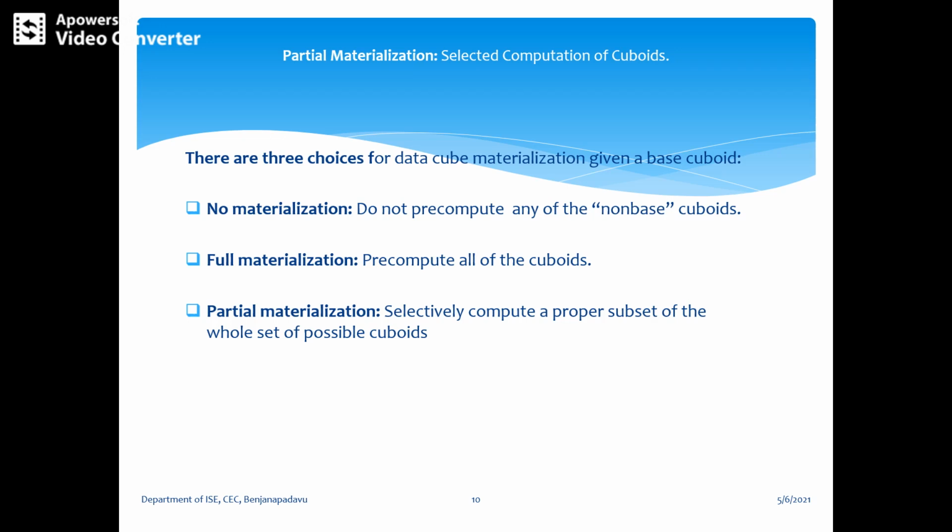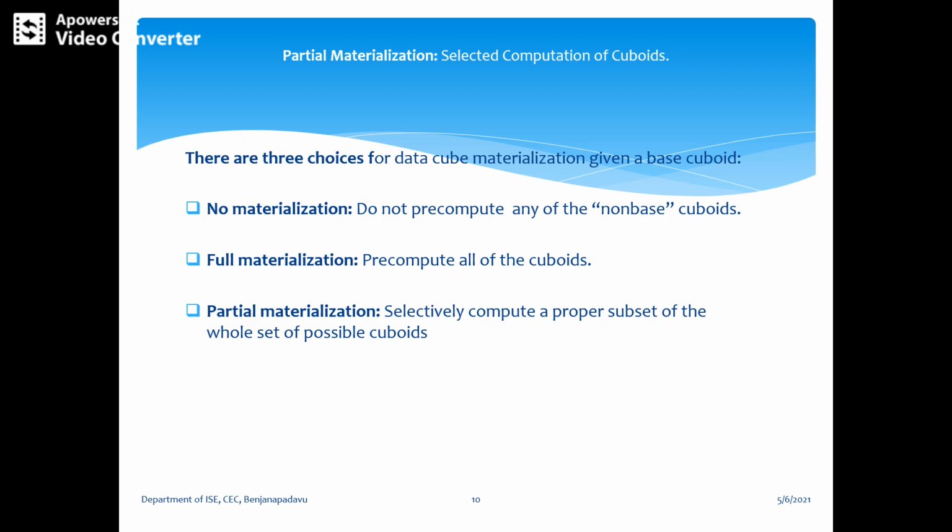Partial materialization: selectively compute a proper subset of the whole set of possible cuboids. So here, selectively compute a proper subset of the whole set.